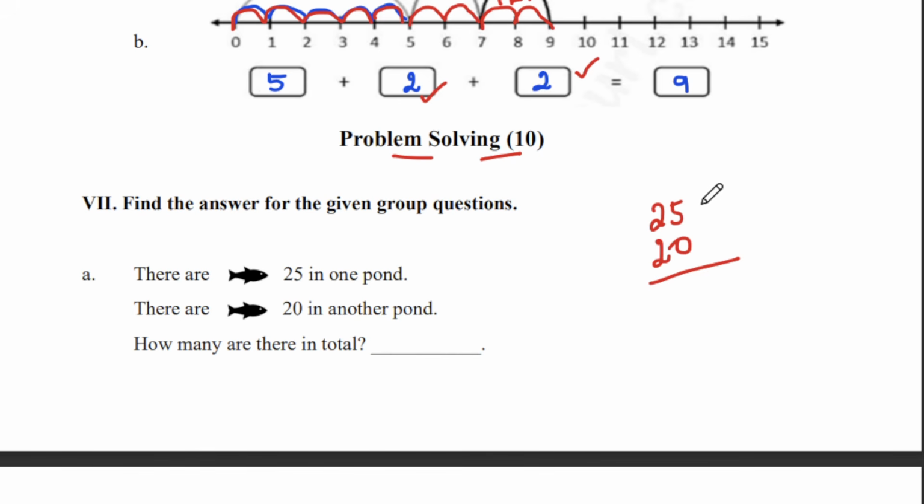So in the first pond we have 25 fishes, and in the second pond we have 20 fishes. So 25 plus 20. 5 plus 0 is 5. 2 plus 2 is 4. So totally how many fishes do we have? We have 45 fishes. So you have to write 45. Okay, 45. We'll see the next one.